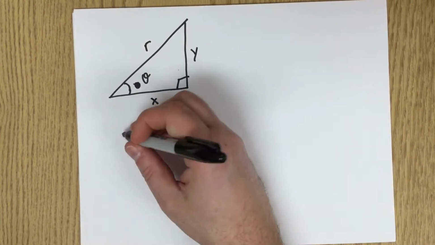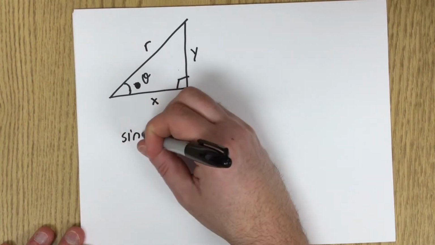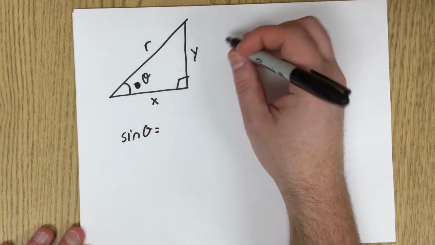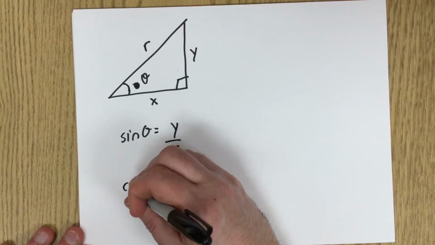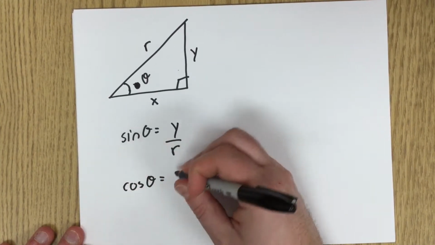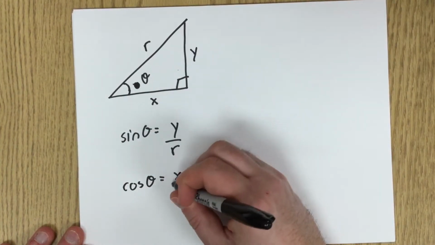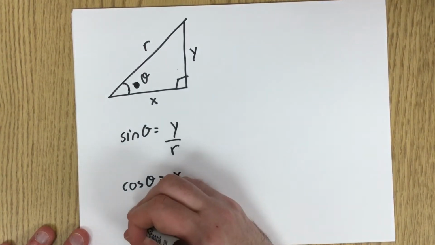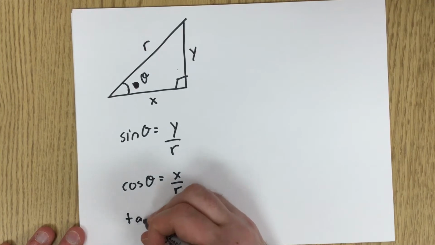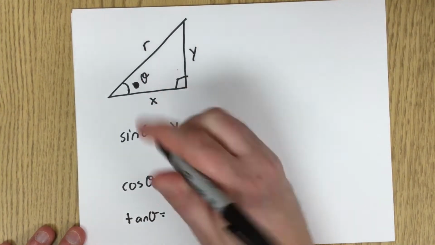So what that tells us is that sine of theta, which is opposite over our hypotenuse, is y over r. Cosine of theta is adjacent over hypotenuse, which is x over r, and tangent of theta is y over x.